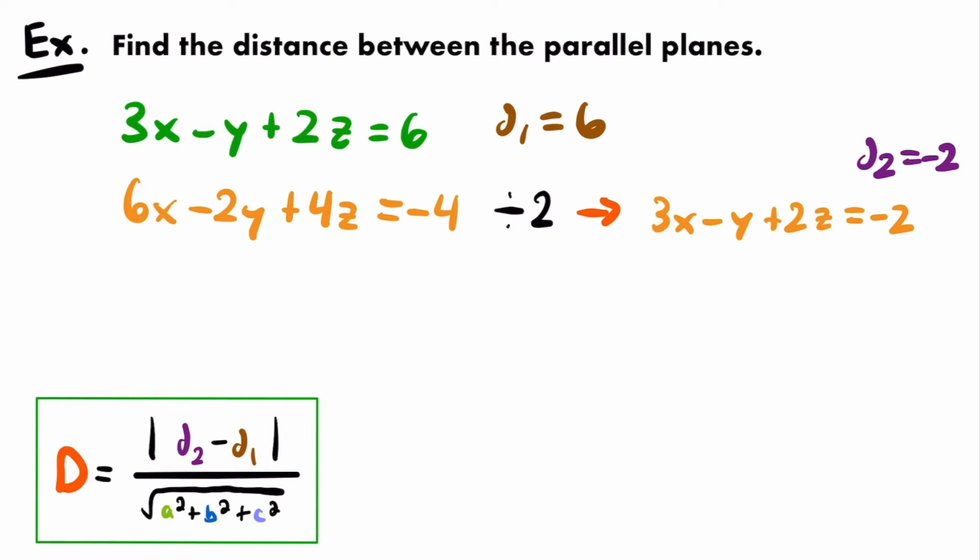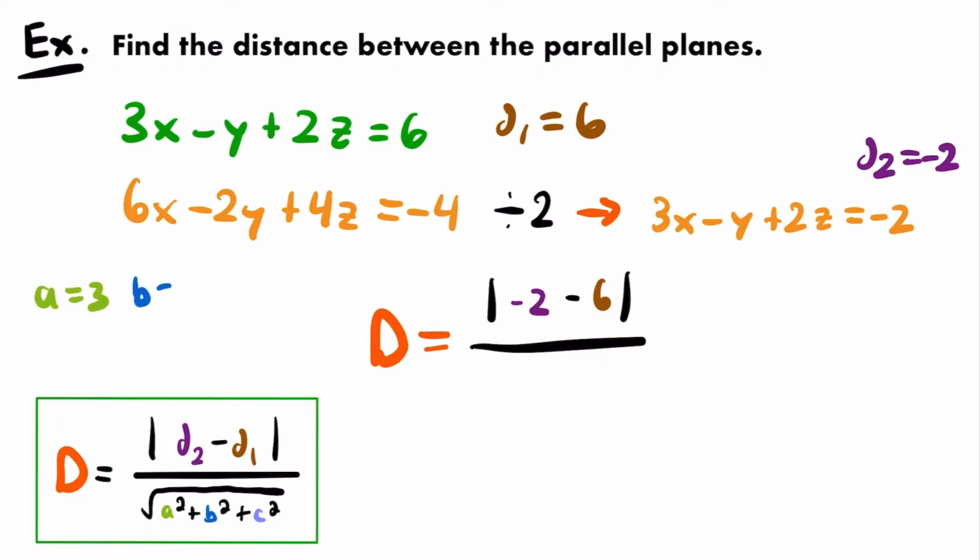And so let's set up our formula here. We're going to have that the distance is equal to the absolute value of d2 minus d1. So we'll have -2 minus 6. And then we are dividing by the square root of a squared plus b squared plus c squared. And so let's identify what a, b, and c are. They're going to be the coefficients of x, y, and z from our two plane equations. We can see that a is equal to 3, b is equal to -1, and c is equal to 2. So we will have the square root of 3 squared plus -1 squared plus 2 squared.